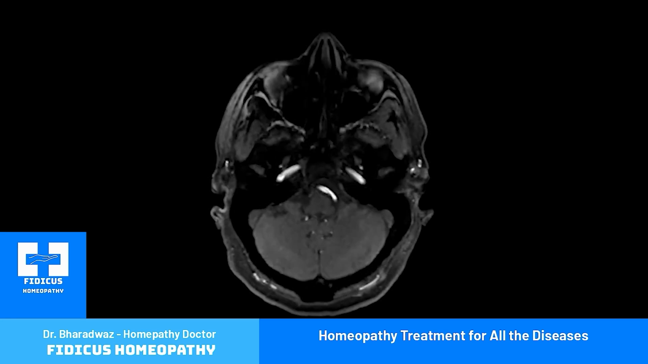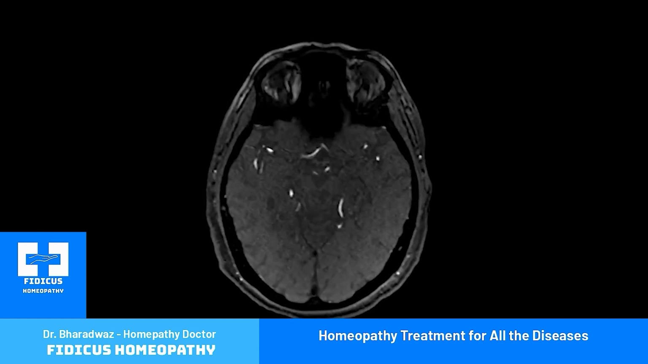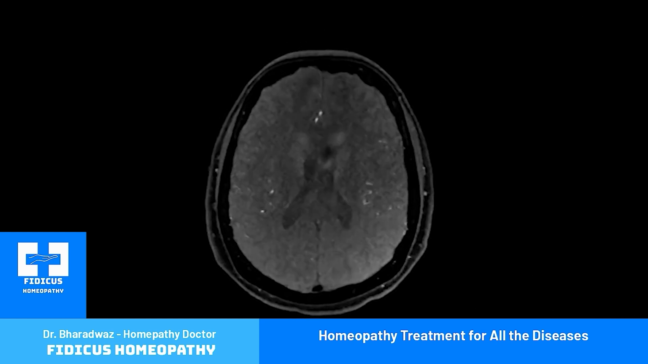Next one is MRI. MRI is also very good. Here there will be degenerative changes seen in the brain. Next one is tapping of cerebrospinal fluid. This fluid is sent for biomarkers. In that fluid you can see the biomarkers for this disease.